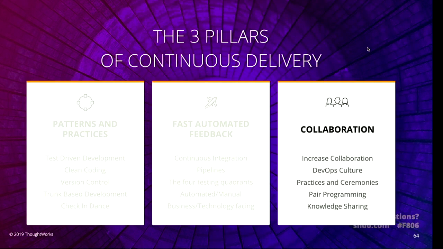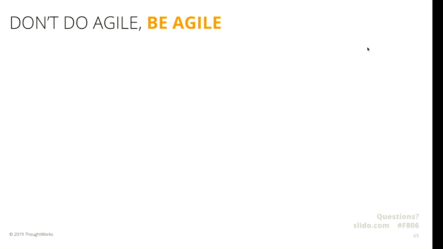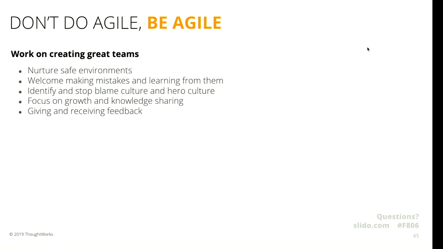And for me, actually, these are the most important because the tools are the tools, and you can implement them. But at the end of the day, you'll have to work with people, and the people are more important than the tools you use. So I said at the beginning, don't do Agile. Be Agile. And Agile is about change, accepting change, and putting people first, and being ready to get and act on your feedback. So the first tip is work on creating great teams.